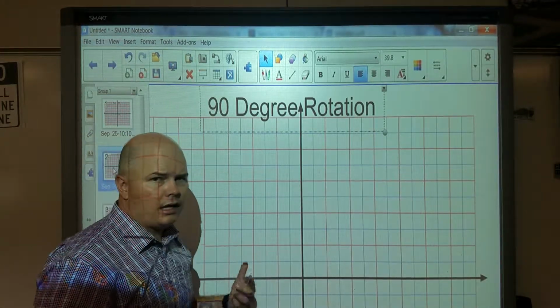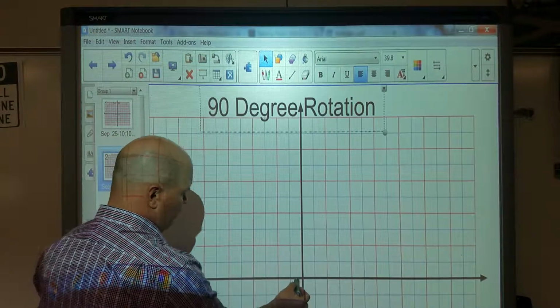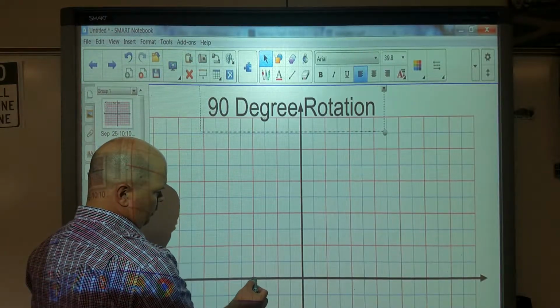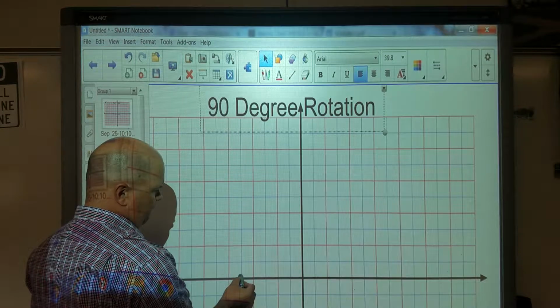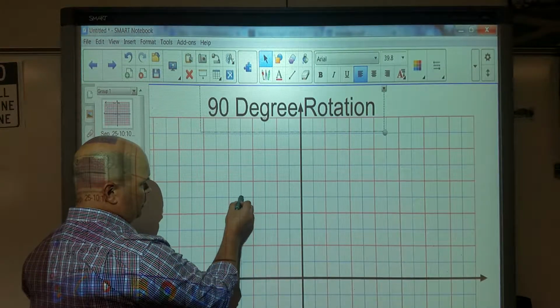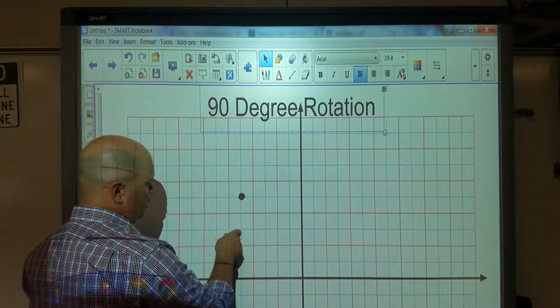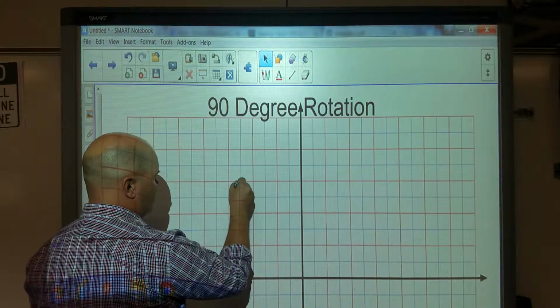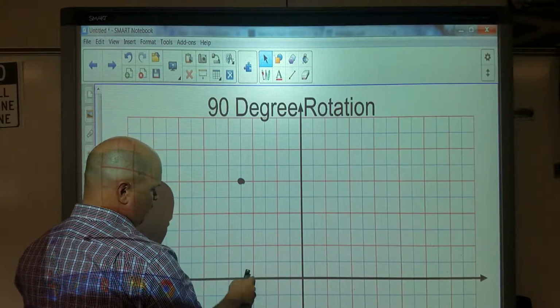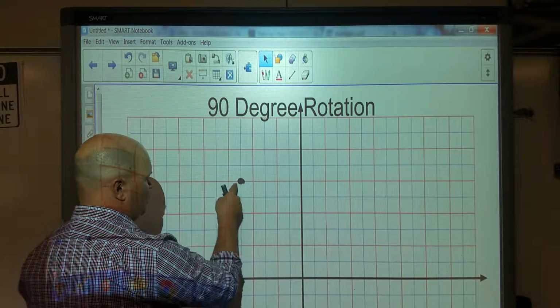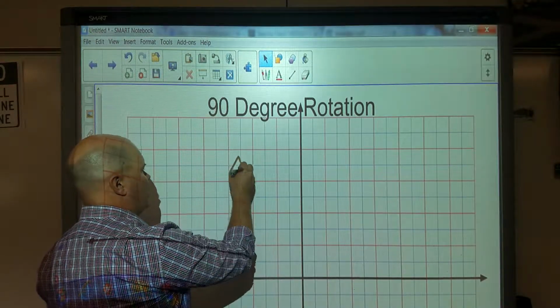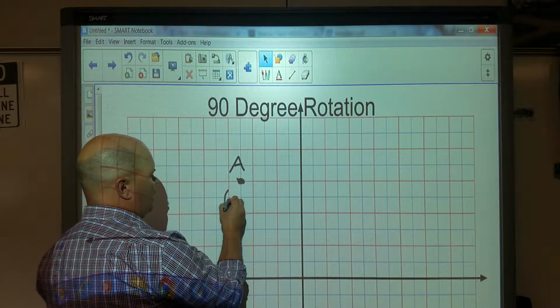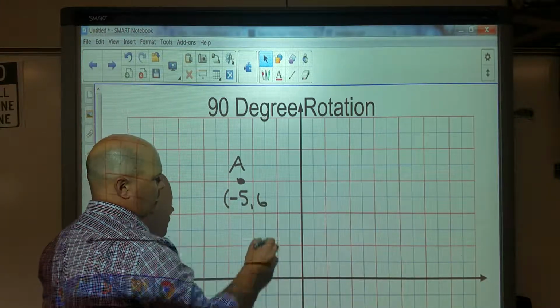So let's take a look at a 90-degree rotation. Let's take this point here. 1, 2, 3, 4, 5. We'll say negative 5, 6. Oops, 6 is right here. Okay, so this will be point A, which is at negative 5, 6.